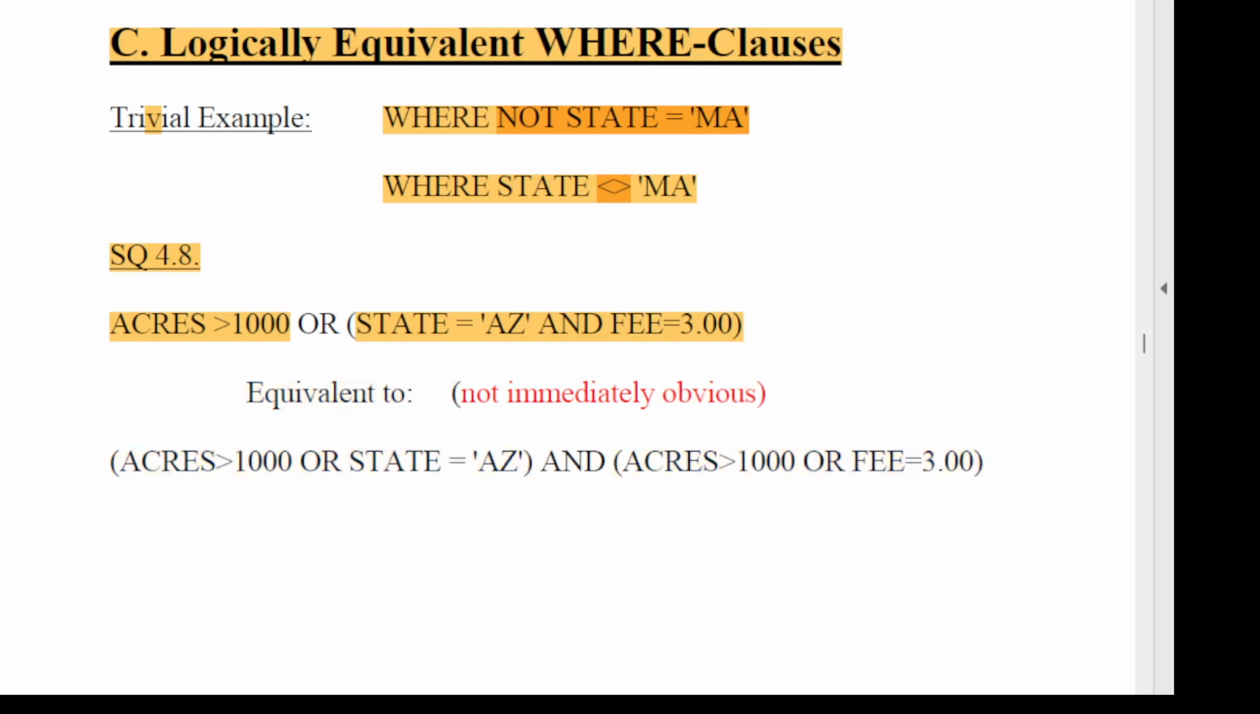You see this condition, acres is greater than 1,000 here, and acres is greater than 1,000 there. It's put in front of both of these other conditions. Acres greater than 1,000 in front of the state condition, and acres greater than 1,000 in front of the fee condition. I'm going to explain this in a little bit, but I might encourage you to pause the video and take a second look.